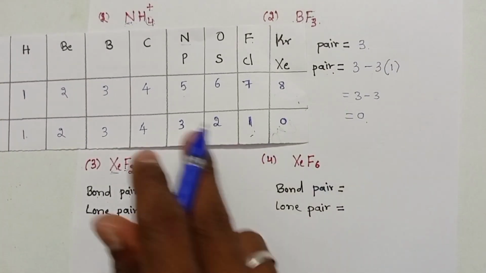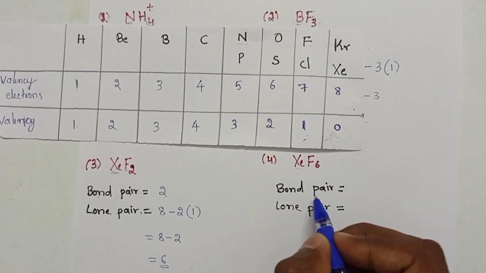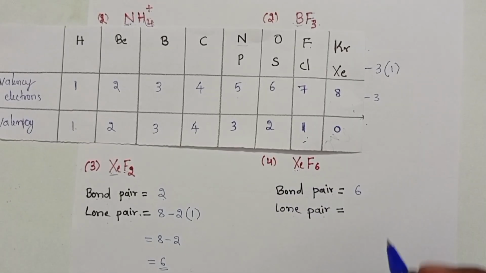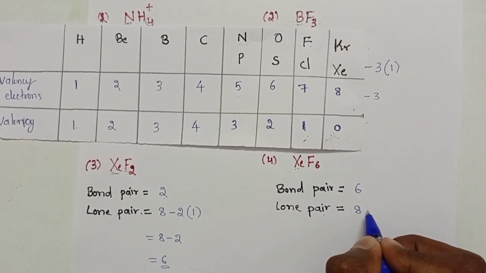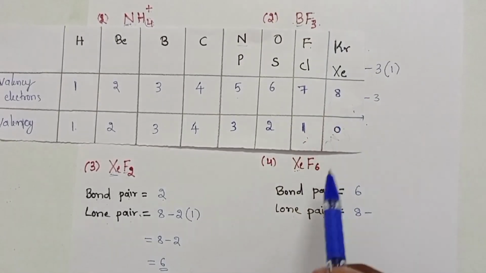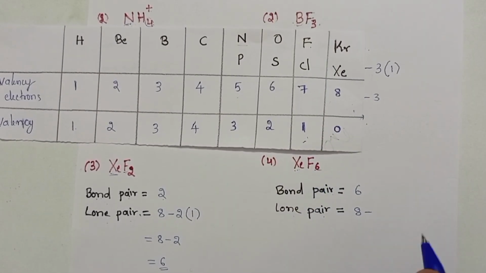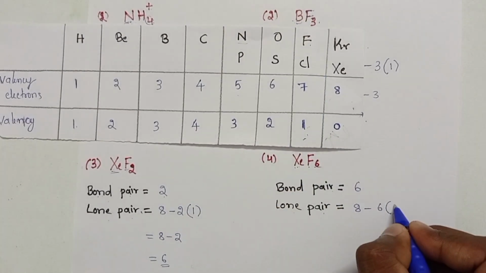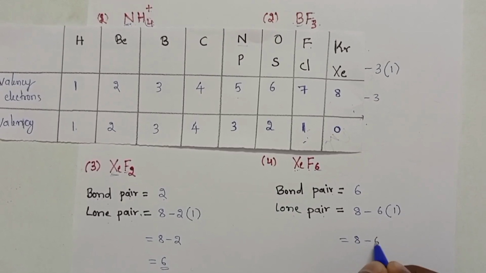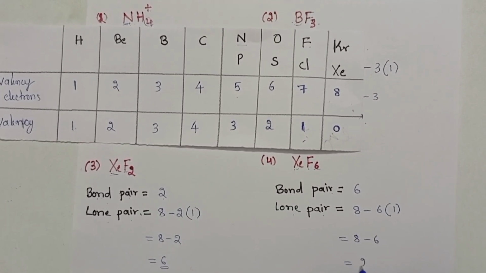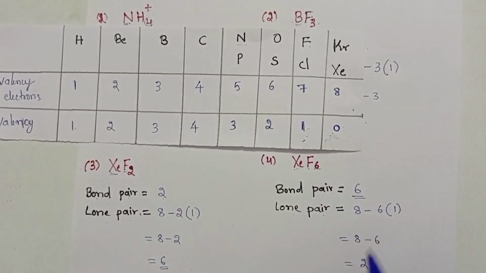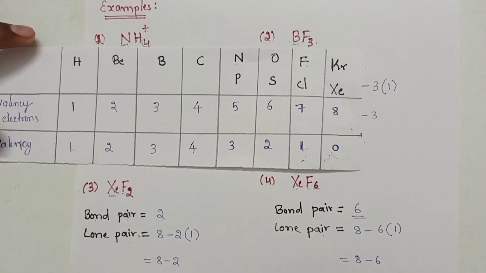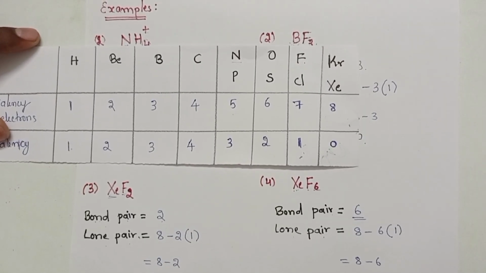Next one, XeF6. The number of bond pairs is equal to how many? 6. Similarly for lone pairs we have to consider the valence electrons of xenon. The valence electrons of xenon is equal to 8 minus the number of surrounded atoms. n means the number of surrounded atoms. How many? We have 6, therefore 6 into the valency of fluorine. How much? 1, therefore I will write 1. Therefore 8 minus 6 is equal to 2. Therefore in this molecule we have number of bond pairs equal to 6, number of lone pairs equal to 2. This is how we can find out the number of bond pairs and number of lone pairs.